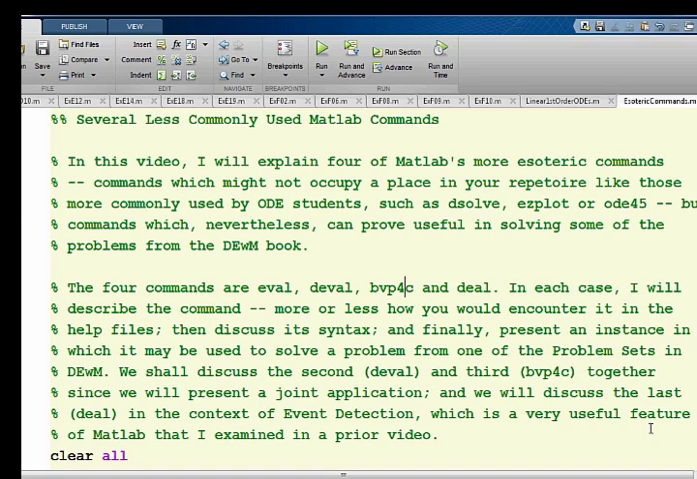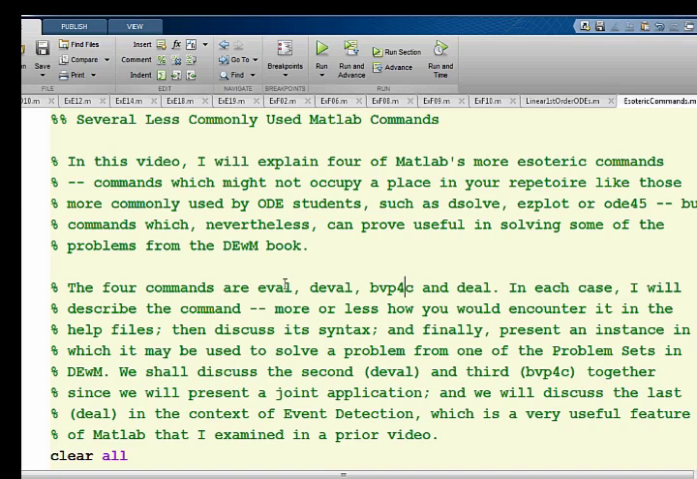In this video, I will explain 4 of MATLAB's more esoteric commands. Commands which might not occupy a place in your repertoire like those more commonly used by ODE students, for example, dsolve, EasyPlot, or ODE45. But these 4 commands can nevertheless prove useful in solving some of the problems from the Differential Equations with MATLAB book, aka DOOM.